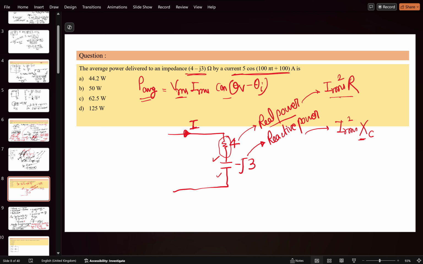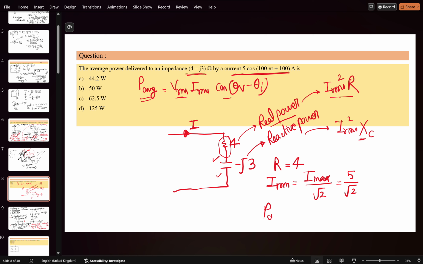Okay, so let's go to the question with this formula. It is already saying that the R value is given as 4. What is the value of Irms? Irms is equal to I maximum by root 2. I maximum is given as 5, so 5 by root 2.